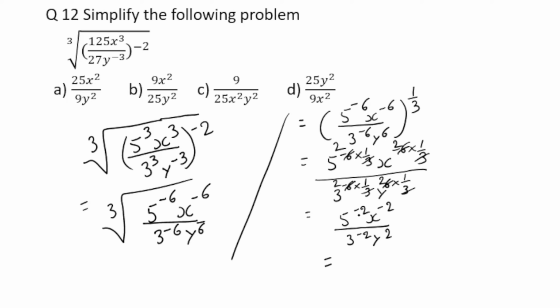If we move 5 to the power minus 2 to the denominator, it's going to be positive. That means 5 square, 25. X to the power minus 2, when it moves to the denominator, becomes positive, x square. Similarly, on the denominator we have 3 to the power minus 2. When it moves to the numerator, it's going to be positive. 3 square means 9. And the remaining is y square. 9 over 25 x square y square. That means the answer is C.